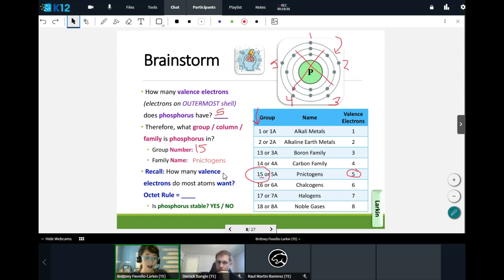So we do have a lot of nitrogen in our atmosphere, but because we have some oxygen, we can still breathe. If it was 100% nitrogen, it would choke us, right? So that's where that name comes from, the term pnictogen. So interesting history lesson there.